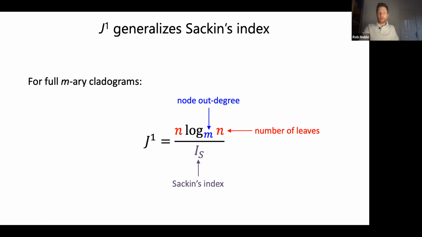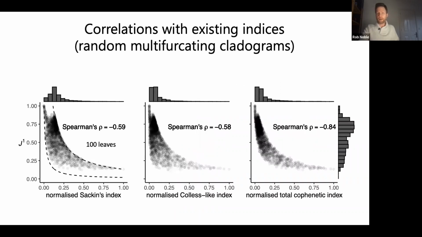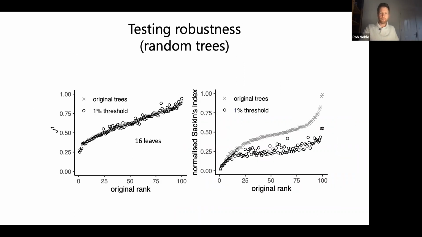We were also able to show that it generalizes Sackin's index, this other popular index, because with about a page's worth of working, you can show that this index, in the case of cladograms in which all nodes have the same out-degree, is inversely proportional to Sackin's index. So it can be seen as a generalization of Sackin's index. It allows you to compare different models and so on. And it correlates with previous indices.